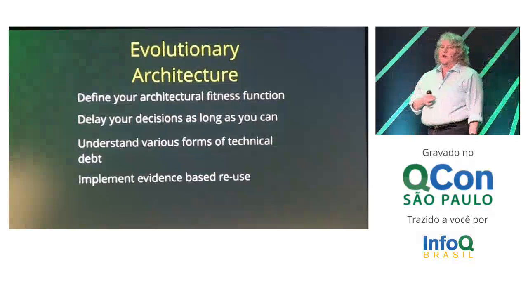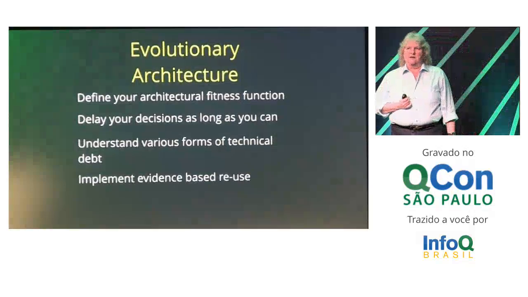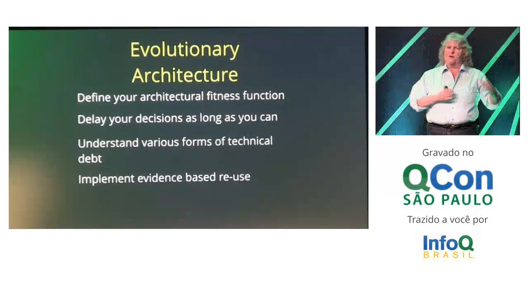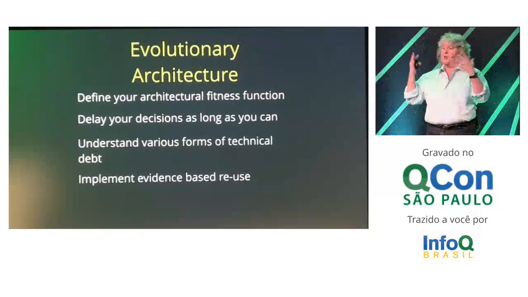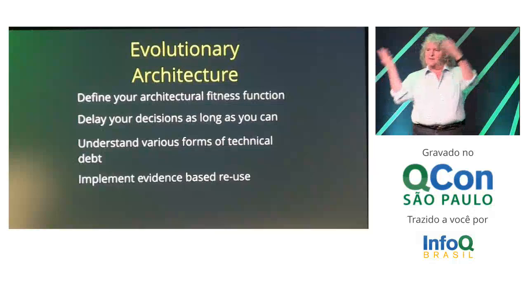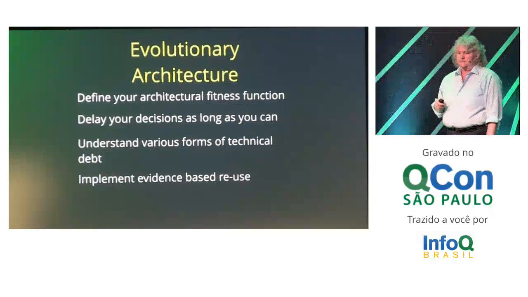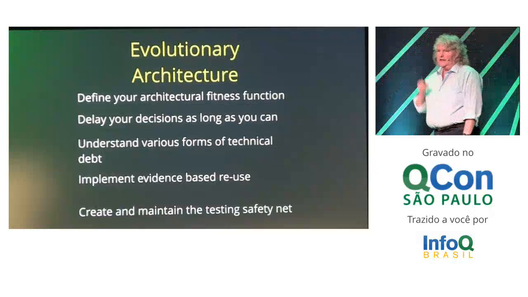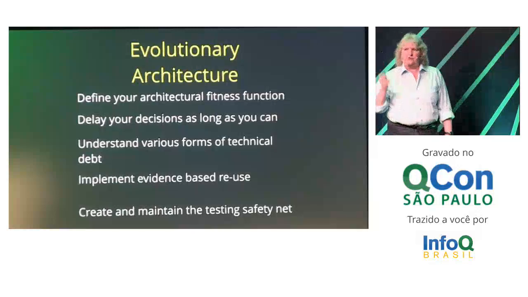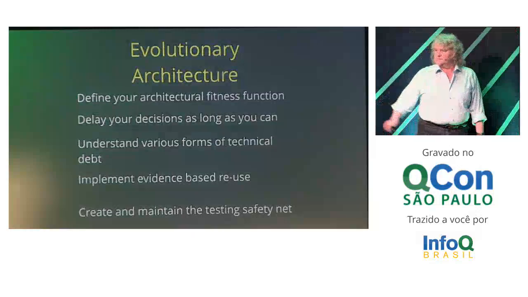If you really want to do reuse, implement evidence-based reuse. Don't try to figure out how people might want to use your system. Spot when people are doing the same thing in different ways and say, maybe I can come up with a library that I can give to the teams to allow them to do it. And critically, keep and maintain the testing safety net, because you don't want to do this if you don't have the right safety net in place.